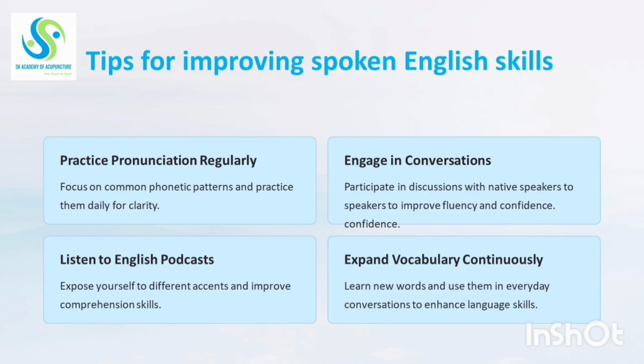So, what are all the tips for improving spoken English skill? You have to practice pronunciation regularly, focus on common sounds, practice scales in music to improve clarity, and listen to English podcasts a lot. Expose yourself to different accents, like tuning into various radio stations. In the same way, expose yourself to people from different countries, so that you would be able to properly understand the accent of any person.